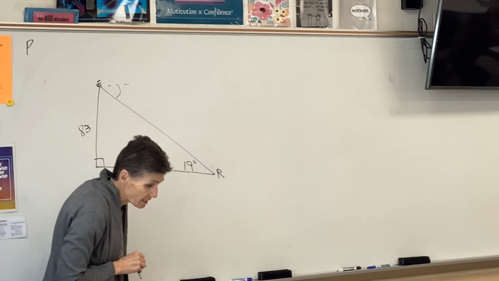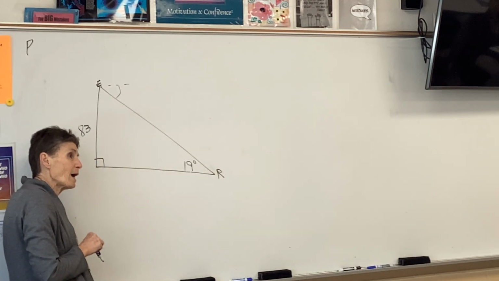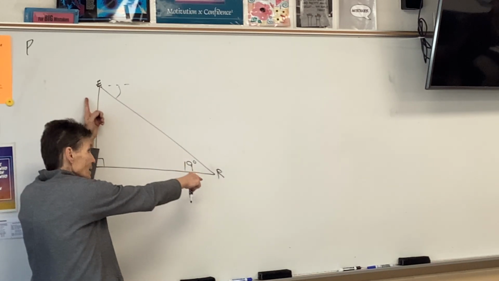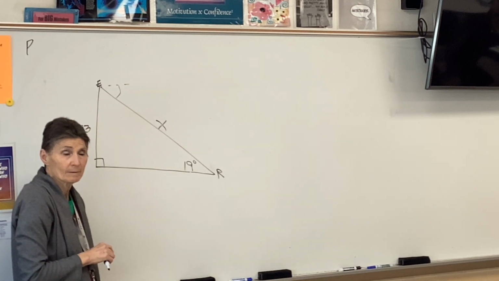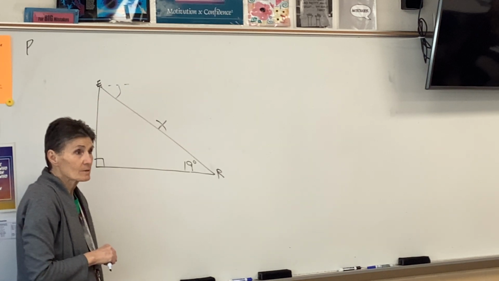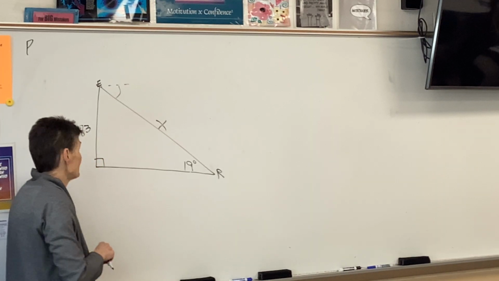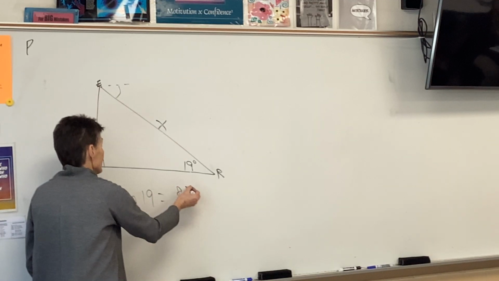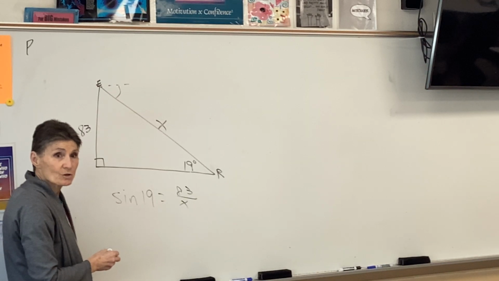The question is, how far is the eagle from the rabbit? Where's the eagle? Where's the rabbit? That's X. How far is the eagle from the rabbit? Now pick a function, sine, cosine, or tangent. Gotta be sine. Opposite over hypotenuse. So sine 19 equals 83 over X. Opposite over hypotenuse, so SOH.